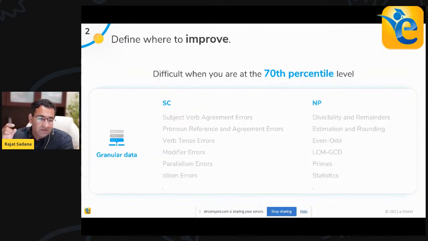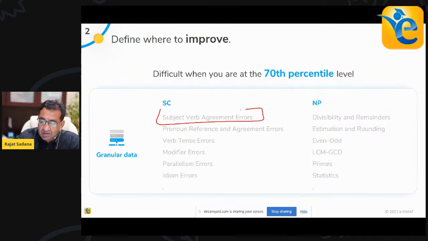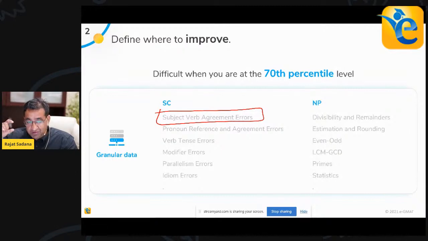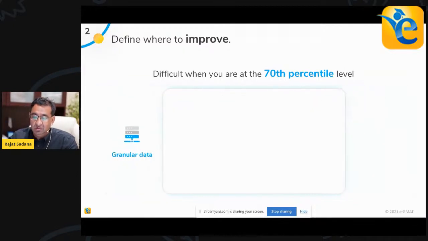Also, if you figure out you have a specific weakness, how do you know that if you improve on those areas, you're actually going to improve? For example, if you say, "Hey, I'm weak in subject-verb agreement errors," we know that that's not as big a part of sentence correction. So even if you improve there, your SC ability is not going to improve by a whole lot, and consequently, your GMAT score is not going to improve by a whole lot. So you've got to make sure that you choose a sizable chunk overall.